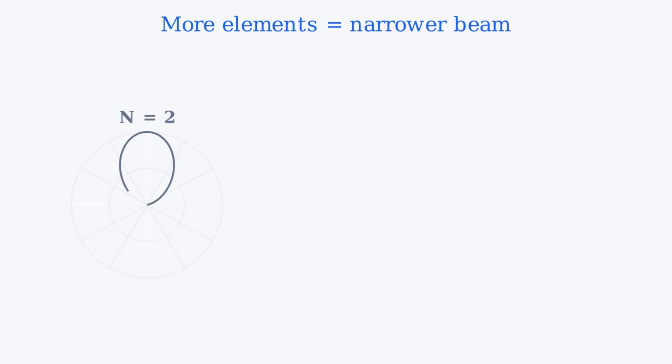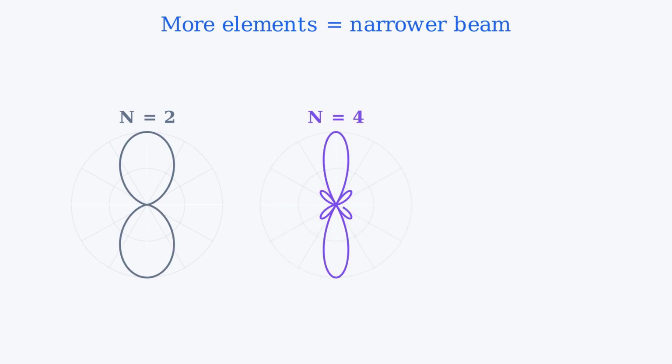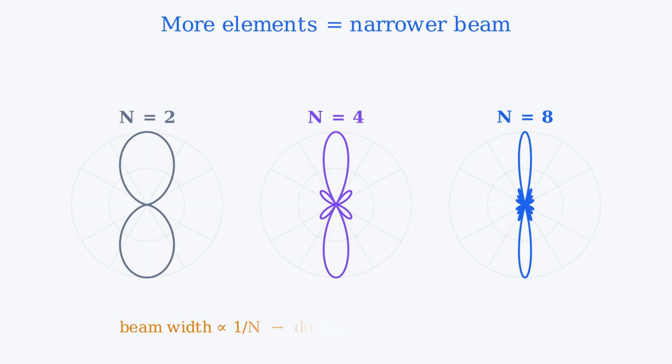Compare the array factor for 2, 4, and 8 elements. With 2 elements, the main lobe is broad. Double to 4, and the lobe narrows noticeably. Double again to 8, and the beam becomes a sharp pencil. The half-power beam width shrinks roughly as 1 over n, so doubling the number of elements halves the beam width. This is the fundamental trade-off. More elements mean a narrower beam, but also a larger and more expensive array.